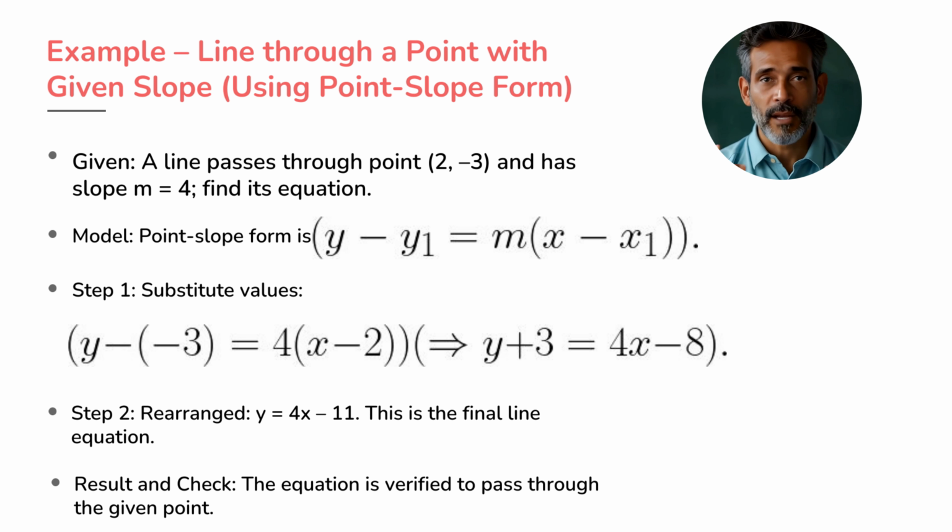Quick check. If x equals 2, then y equals 4 times 2 minus 11. That is 8 minus 11 equals -3. Perfect. It passes through the given point.